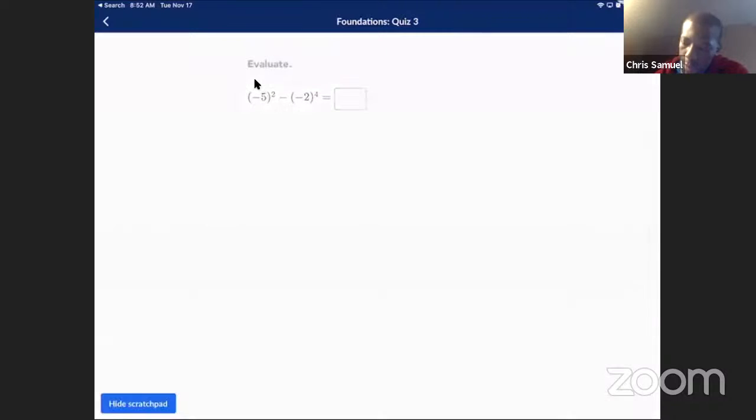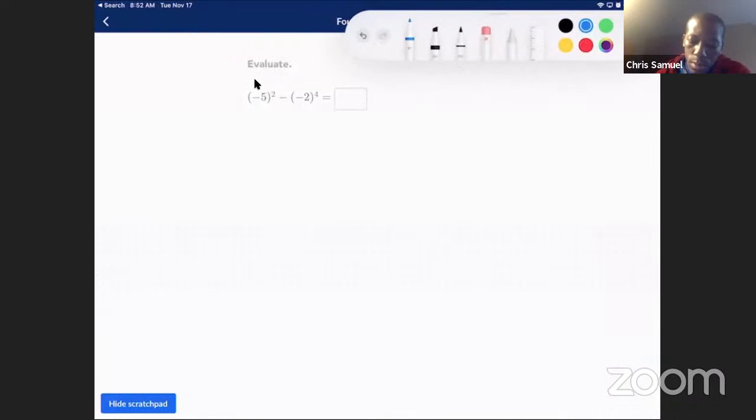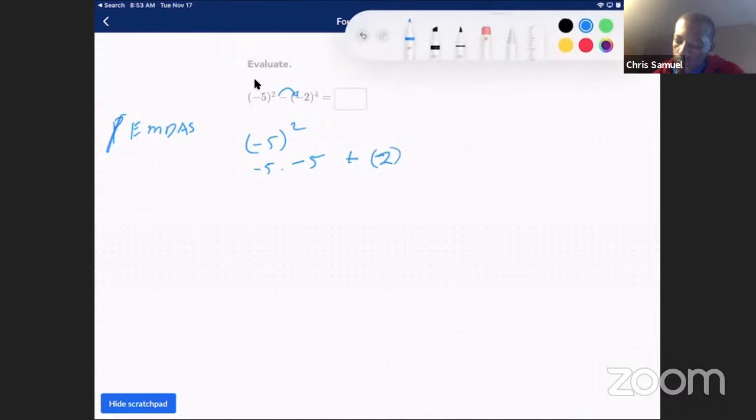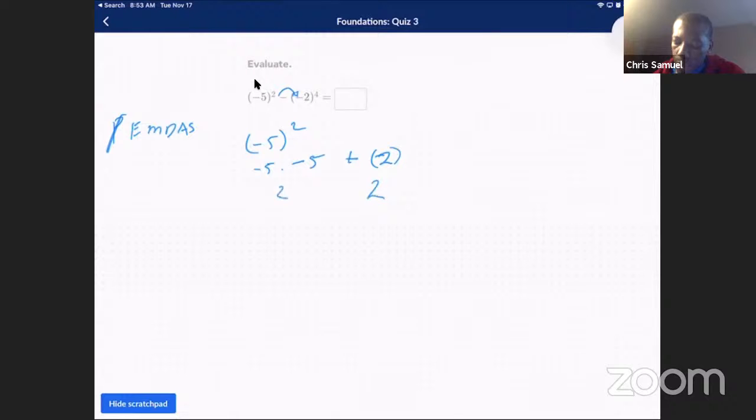So we're going to use the PEMDAS rule, where we do parentheses first. That becomes this. And then this times that becomes positive, because negative times negative equals positive. So we will get a positive 2. And then we get the parentheses here. This will be negative times negative equals positive.